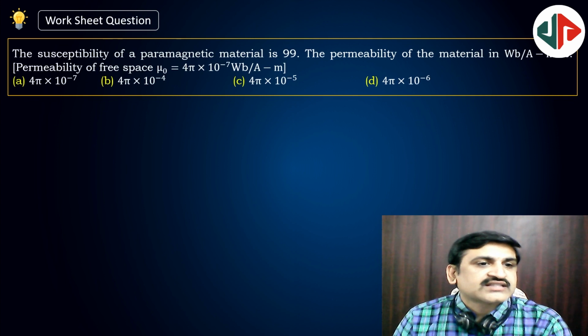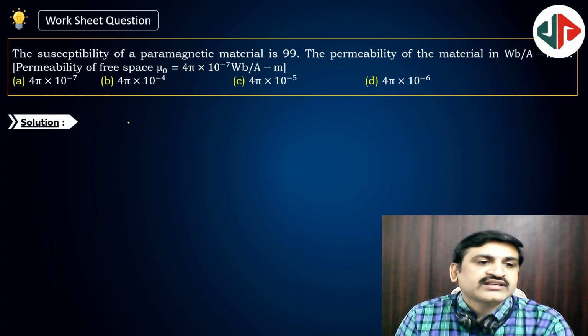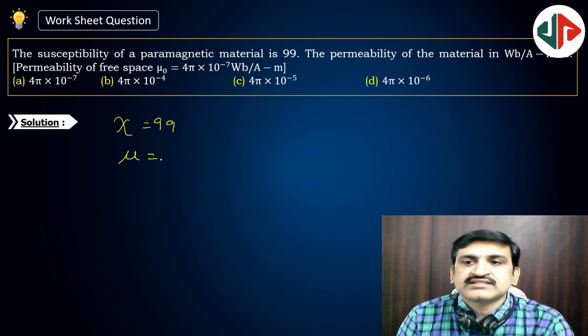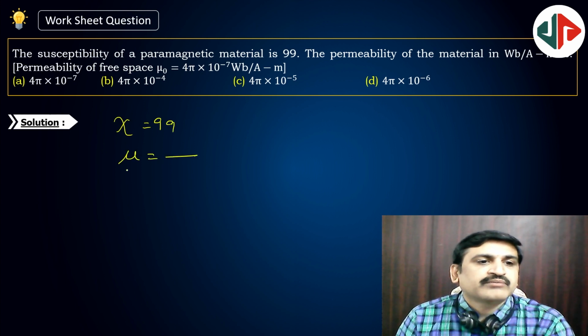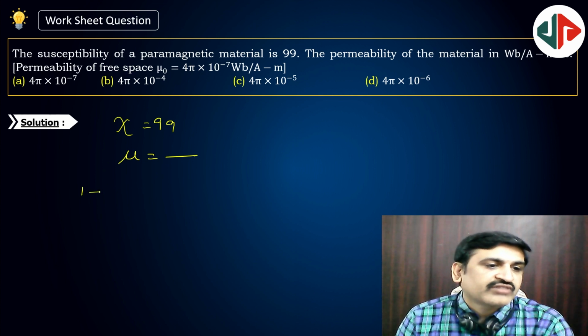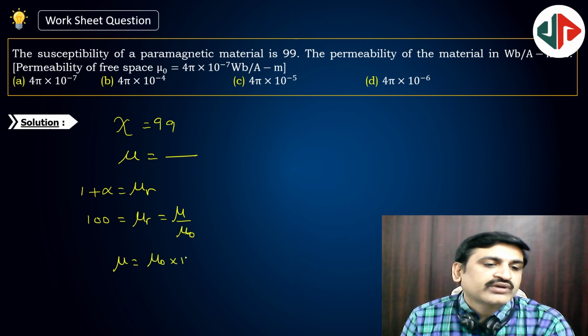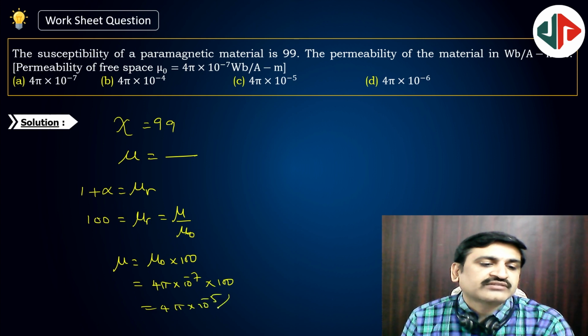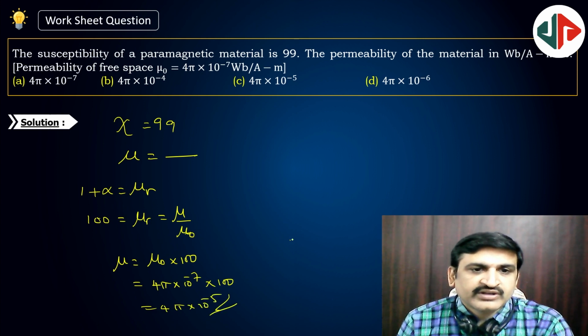Next. Susceptibility of a paramagnetic material, chi, is equal to 99. Permeability of the material is? If you have 1 plus chi is equal to mu r, that means 100 is equal to mu r, that is equal to mu by mu naught. So mu is equal to mu naught into 100. Mu naught is 4 pi into 10 to the power of minus 7, into 100. So that is 4 pi into 10 to the power of minus 5.